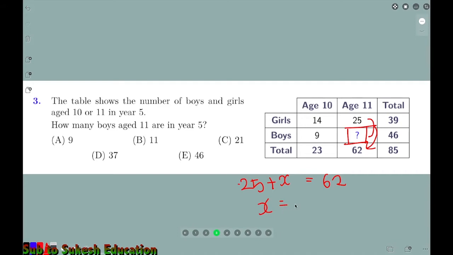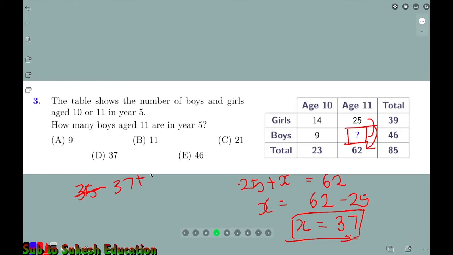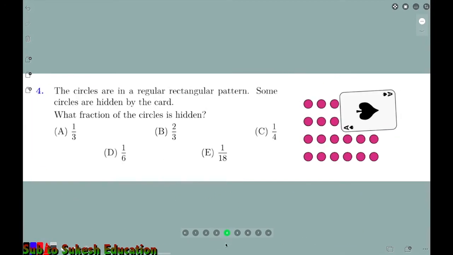An easier way to do this is x is equal to 62 minus 25. Then x is equal to 37. It will give us 37. And then you can substitute this value in for yourself and check. 37 plus 25 does indeed give 62. So that's the right answer. Now let's move on to question number 4.